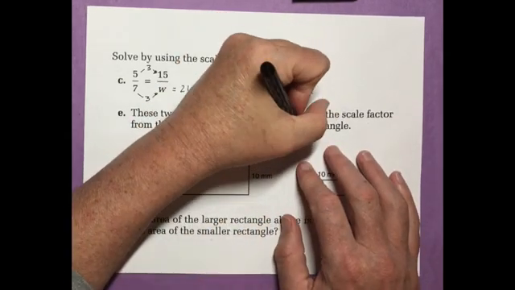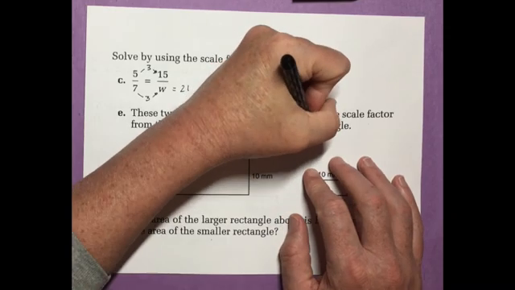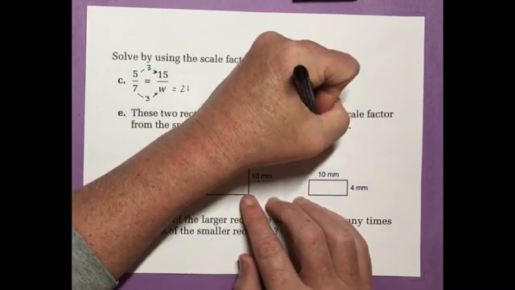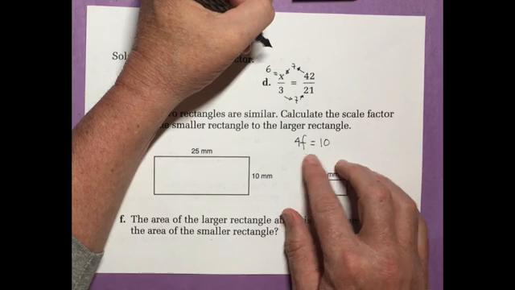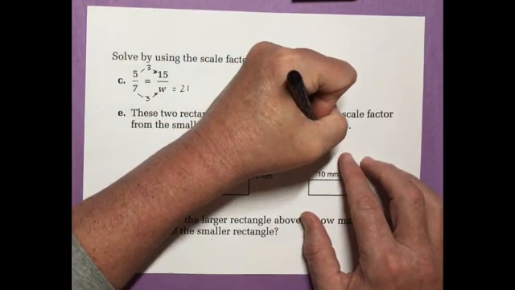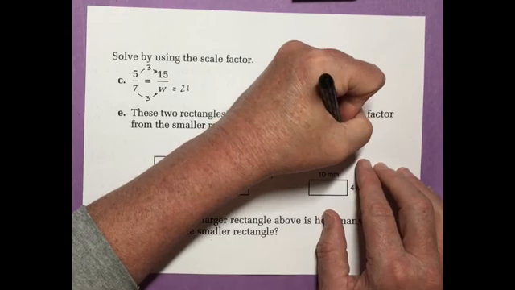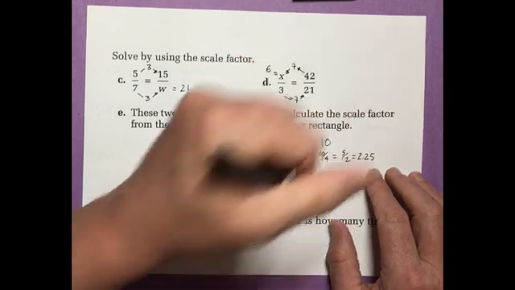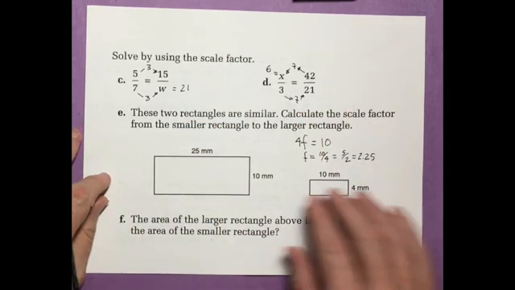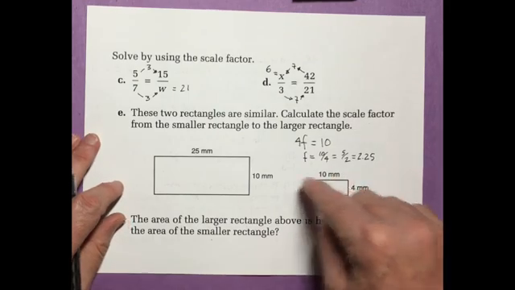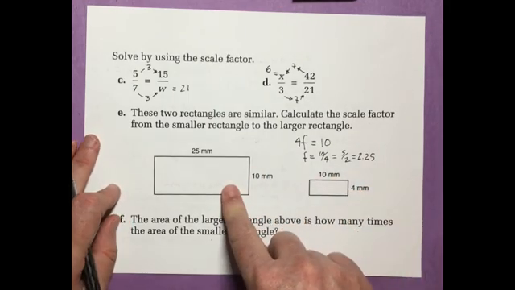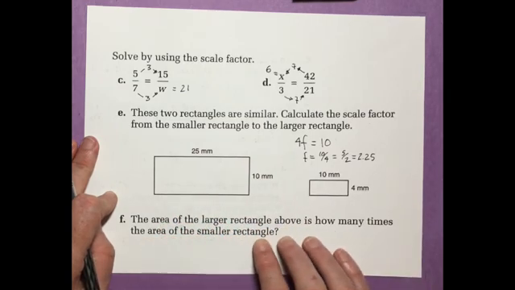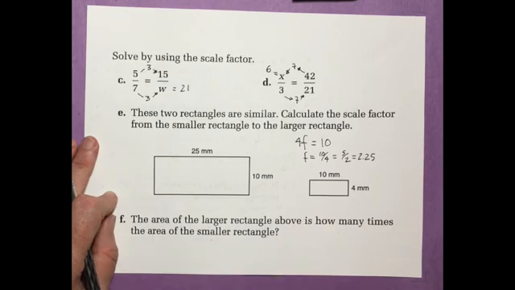So that means there's some scale factor, f, that if I multiply the length of the small side, it will give me the length of the corresponding side on the larger rectangle. So 4 times the scale factor equals 10. So f should equal 10 fourths or 5 halves, which is 2.5. All right, so there's my linear scale factor right there, from the smaller to the larger. So then the question says the area of the larger rectangle above is how many times the area of the smaller rectangle. Golly, okay, all right.